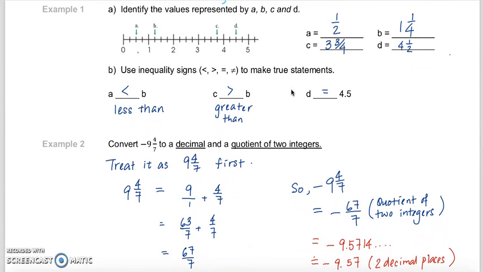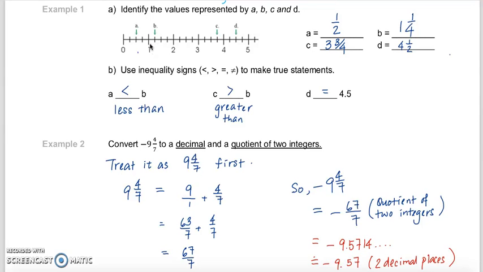Example 1. Identify the values represented by A, B, C, and D. In this number line between 0 and 1, so between each whole number, we have divided the section into 4 equal parts. So you can use this property to find the value of A, B, C, and D. So A is 1/2, halfway from 0 to 1.